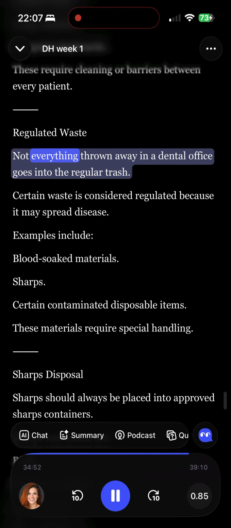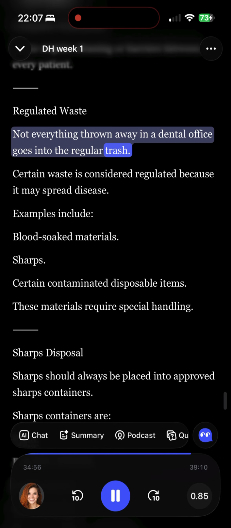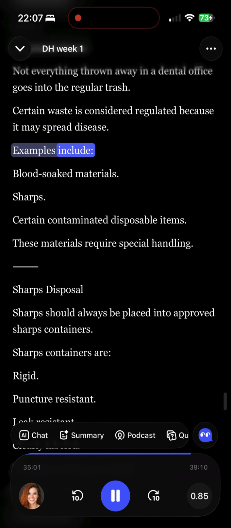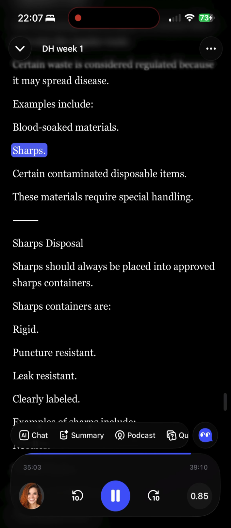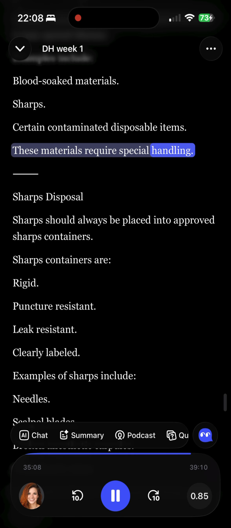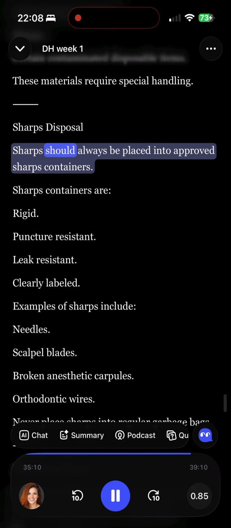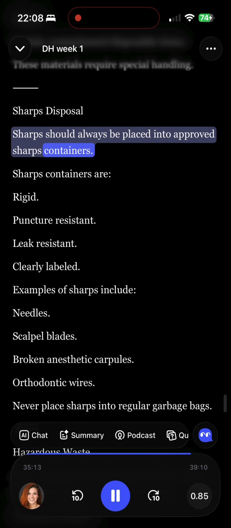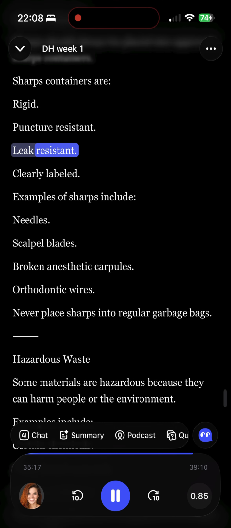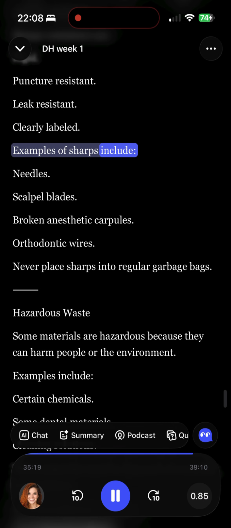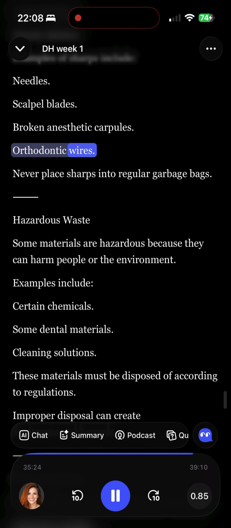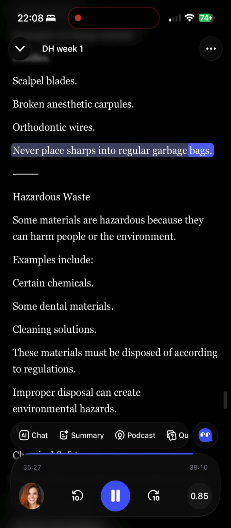Regulated waste. Not everything thrown away in a dental office goes into the regular trash. Certain waste is considered regulated because it may spread disease. Examples include blood-soaked materials, sharps, certain contaminated disposable items. These materials require special handling. Sharps disposal. Sharps should always be placed into approved sharps containers. Sharps containers are rigid, puncture-resistant, leak-resistant, clearly labeled. Examples of sharps include needles, scalpel blades, broken anesthetic carpules, orthodontic wires. Never place sharps into regular garbage bags.